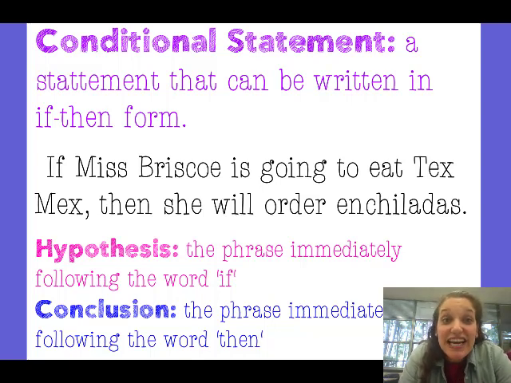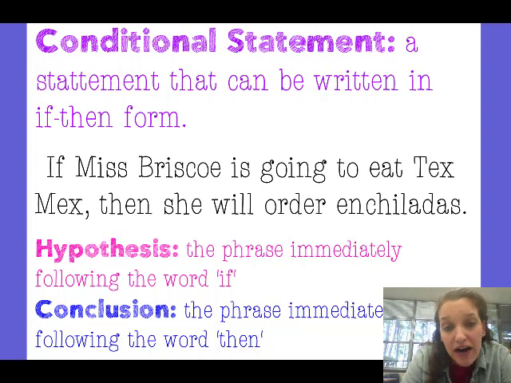A conditional statement is a statement that can be written in if-then form. So an example would be, if Miss Briscoe is going to eat Tex-Mex, then she will order enchiladas. So that is an example of a conditional statement. There are two parts to a conditional statement.